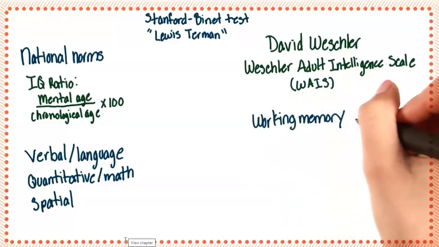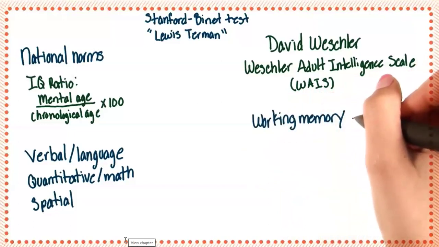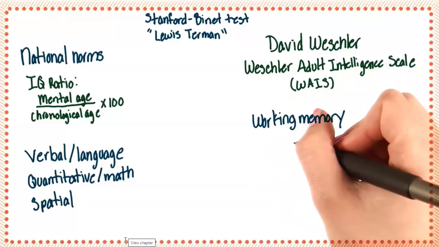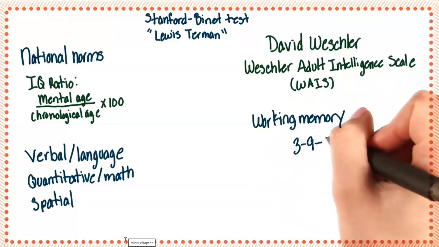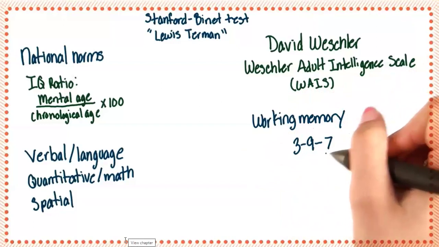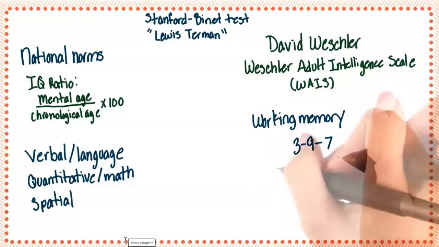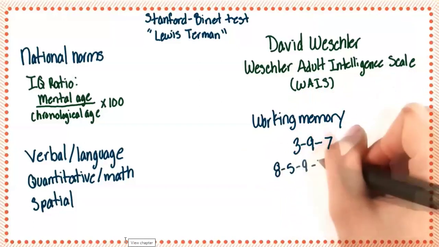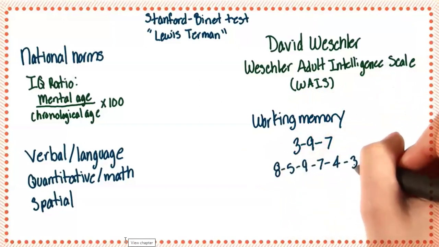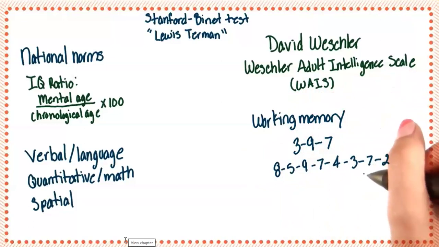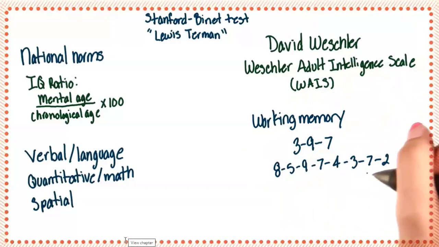Modern versions also test working memory, with problems such as the examiner saying 3 numbers. For example, 3, 9, and 7. Then the person is asked to repeat them back, or 8 numbers: 8, 5, 9, 7, 4, 3, 7, 2. And again, the person has to repeat these. The more numbers a person can recall, the greater their working memory is.